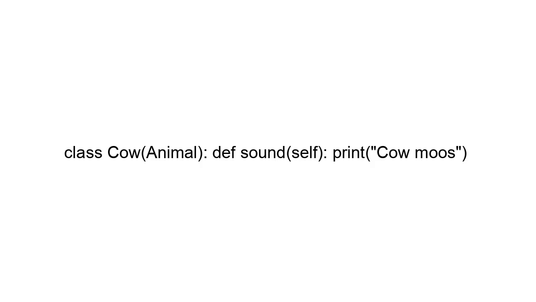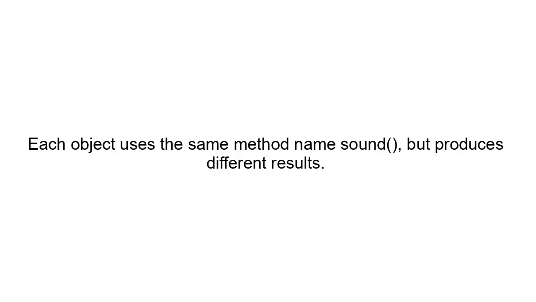animals = dog, cat, cow. For animal in animals, animal.sound(). Output, dog barks, cat meows, cow moos. Explanation. Each object uses the same method name sound, but produces different results. This is polymorphism.